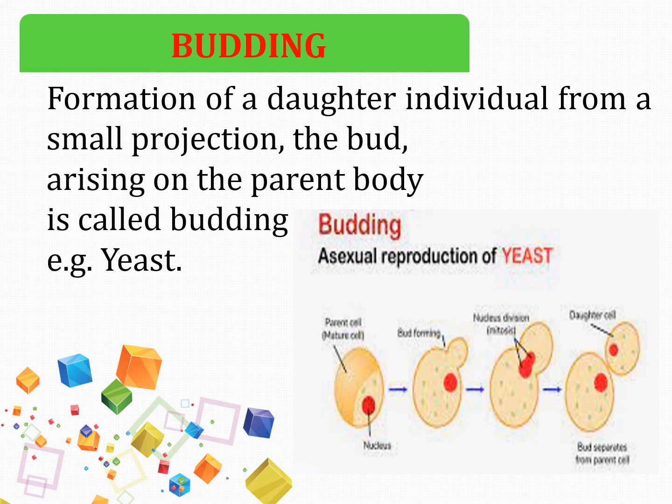The projection is called the bud. So that is known as budding. Budding is nothing but a small projection arising from the parent body. The projection is called a bud, so the process is called budding. Each bud separates from the parent cell. See here, this is the bud formed from the parent cell, and at last it separates from the parent cell to form a new daughter cell. This is known as budding.